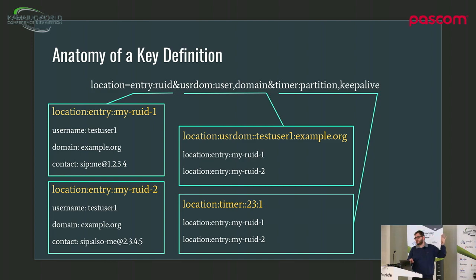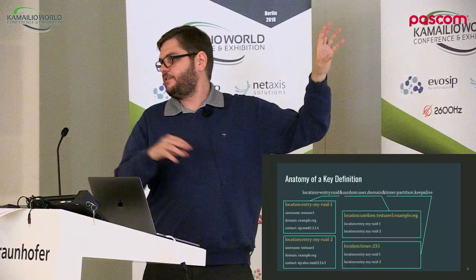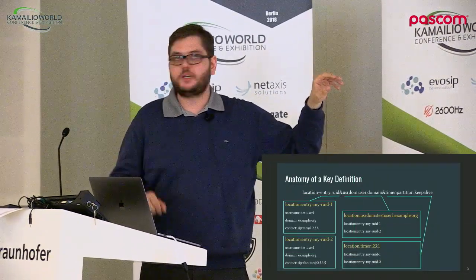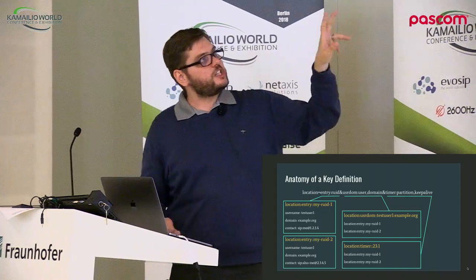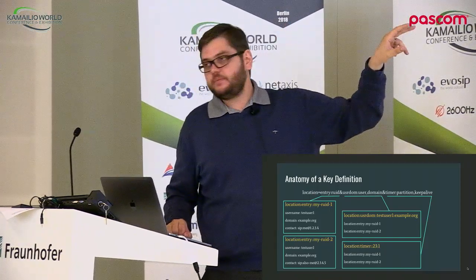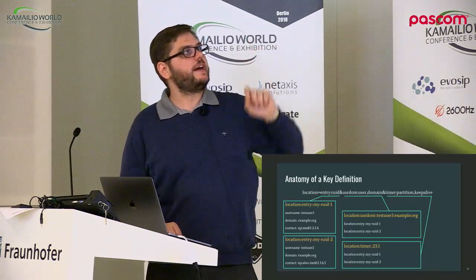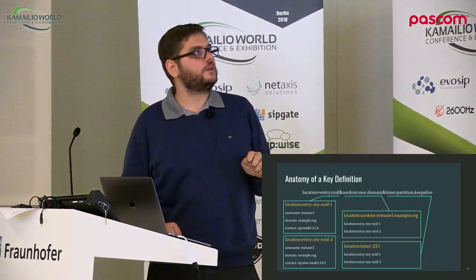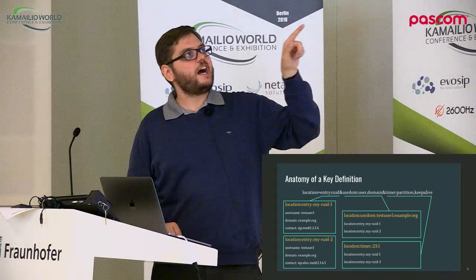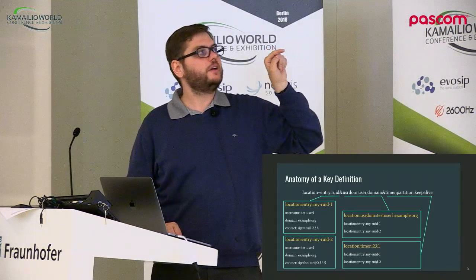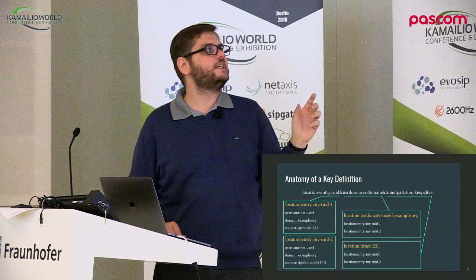For instance, if we are looking into the user log module, a key definition for a particular table consists of a table name. In our case, for user log, it's location. For accounting, it's ACK, or whatever you want to name them. And it consists of an entry key, the key type, entry, separated by a colon. And we are using the RUID field to form a unique key.